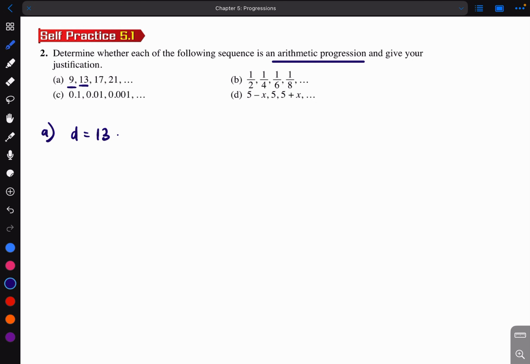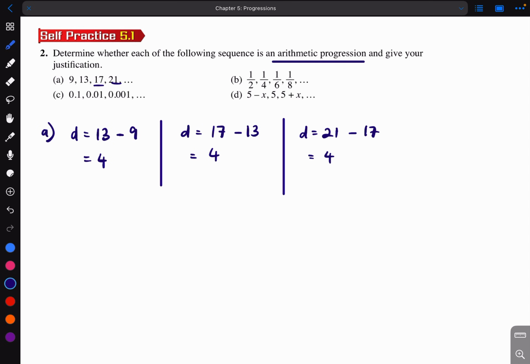13 minus 9. 13 minus 9 is 4. Next, we find the difference between these two. Not these two. These two. 17 minus 13. Also 4. Then we find this difference. 21 minus 17. Also 4. So we can say A is an arithmetic progression. Done. So this one is an arithmetic progression.